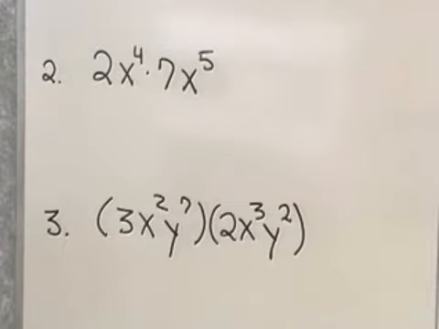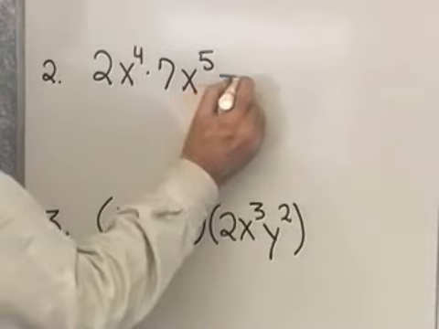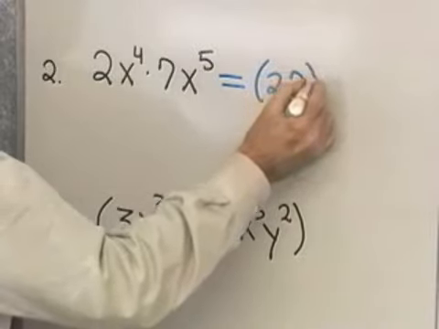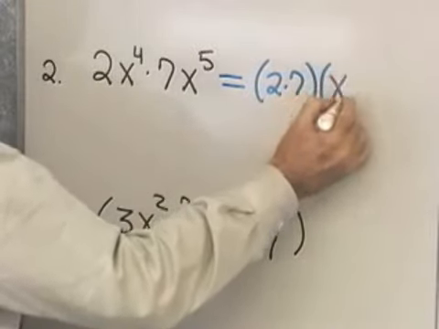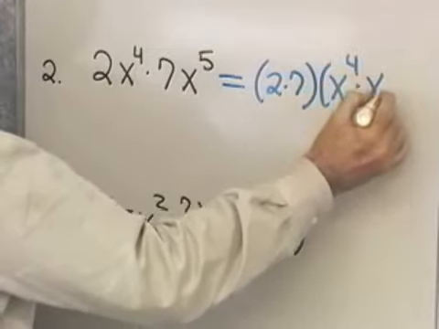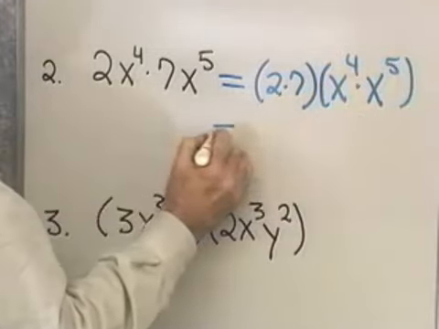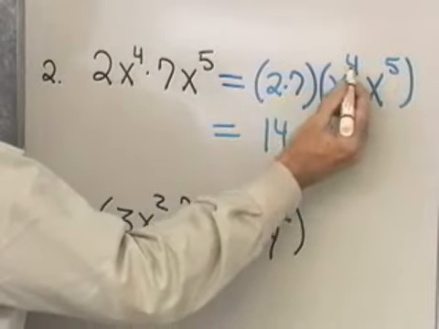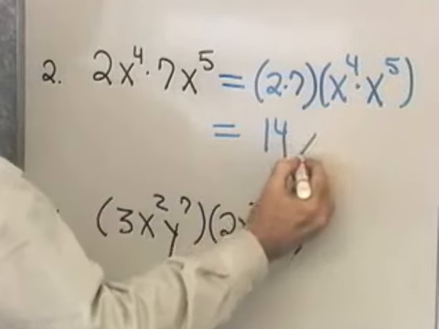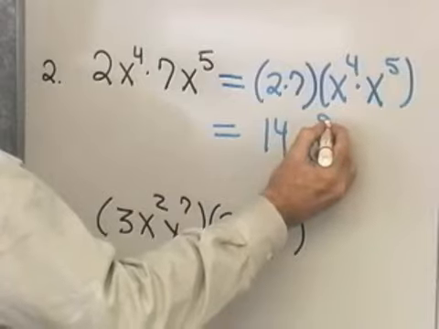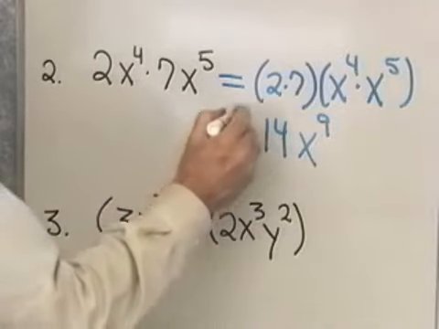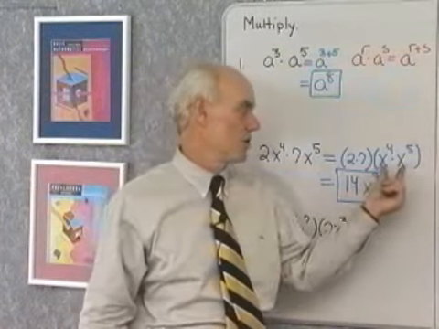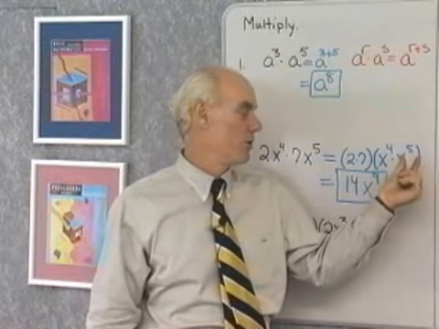2x to the fourth times 7x to the fifth. First, I use the commutative and associative properties to rewrite this as 2 times 7 times x to the fourth times x to the fifth. Now I can multiply 2 times 7 and get 14. Then x to the fourth times x to the fifth will be x to the 4 plus 5, which is x to the 9th. So here I've applied my property 1 for exponents and didn't show the intermediate step, just simply added 4 and 5.